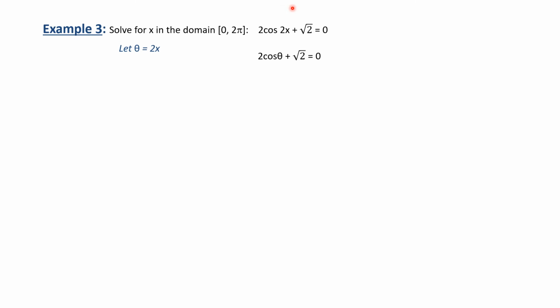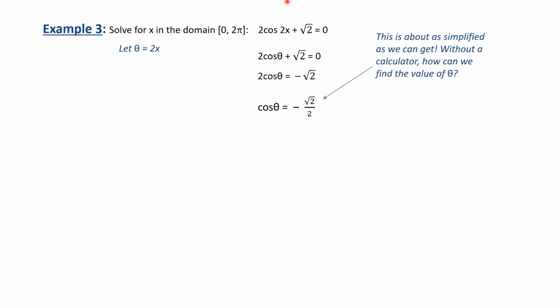Now I'm going to isolate. Let's bring that root 2 over to the right hand side. Now we have a negative root 2. Now I can divide by 2. That's to get rid of this 2. I still have the 2 inside the angle, but I'm not touching that right now. So divide both sides by 2, and we have this. This is about as simplified as we can get. Without a calculator, how can we find the value of theta?